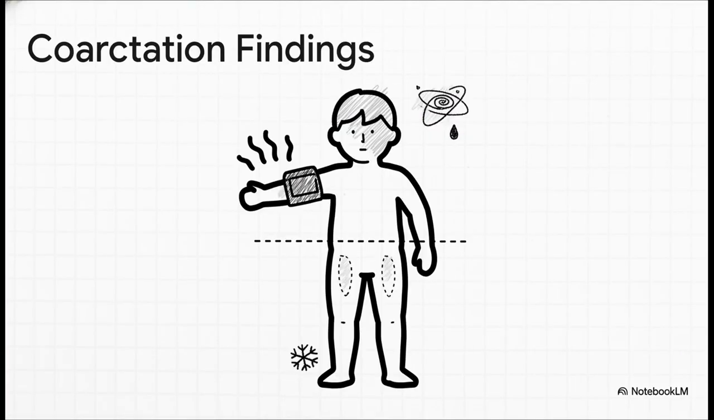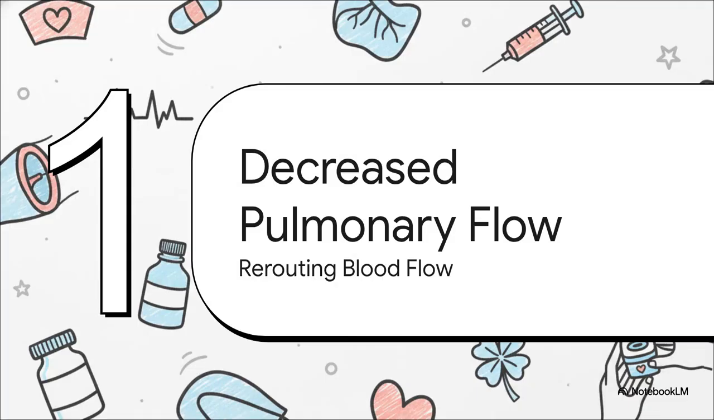And all these assessment findings are the direct logical result of that physical blockage. That stark difference between the pulses and blood pressure in the upper and lower body, that's your number one clue for this condition. In older kids, all that high blood pressure in the upper body can even lead to things like headaches and nosebleeds. All right, on to our third and final type of problem.